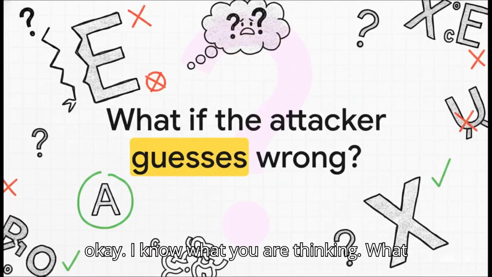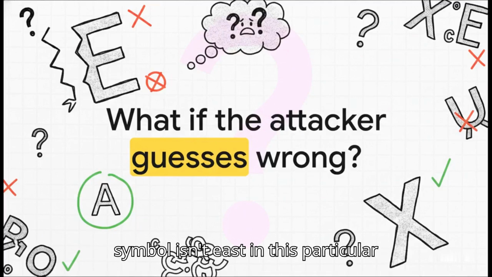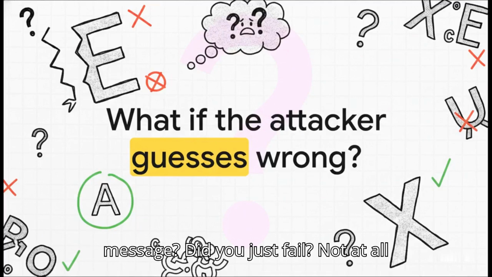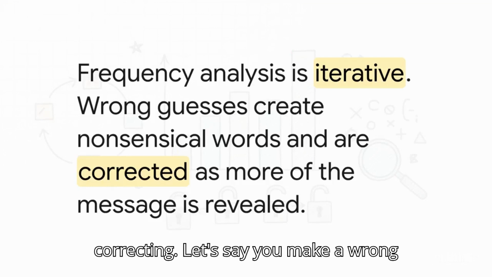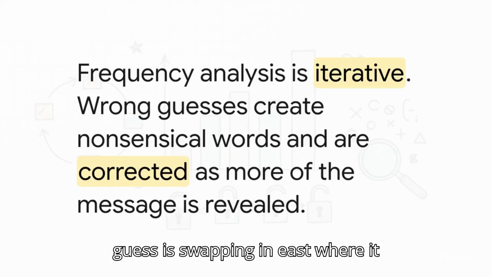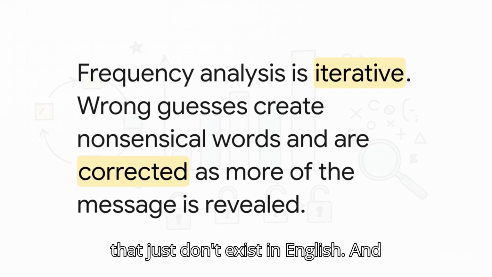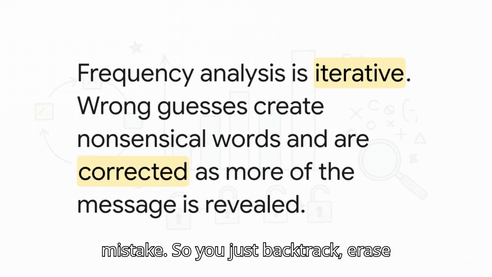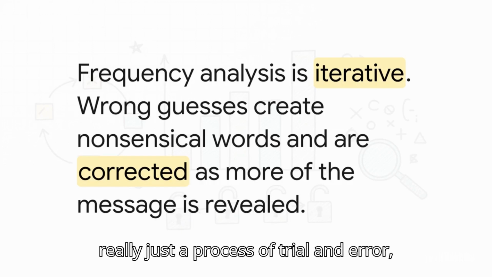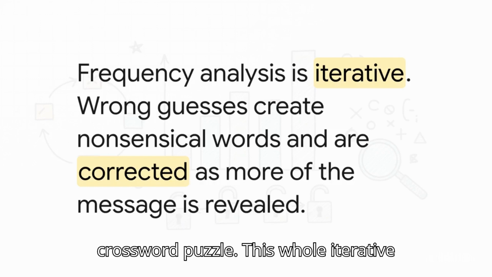But okay, I know what you're thinking. What if you're wrong? What if the most common symbol isn't E in this particular message? Did you just fail? Not at all, because the whole process is self-correcting. Let's say you make a wrong guess. You swap in an E where it doesn't belong. You'll pretty quickly start to form words that are just complete nonsense. You'll see patterns that just don't exist in English, and that's your signal that you made a mistake. So you just backtrack, erase that guess, and try something else. It's really just a process of trial and error, a lot like solving a Sudoku or a crossword puzzle.